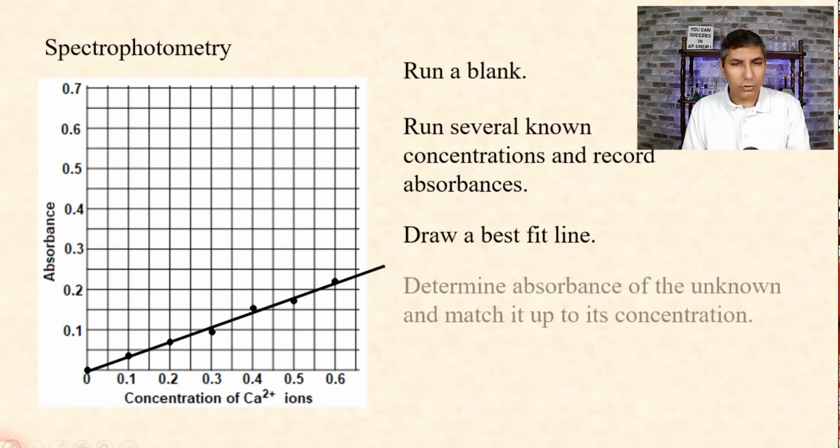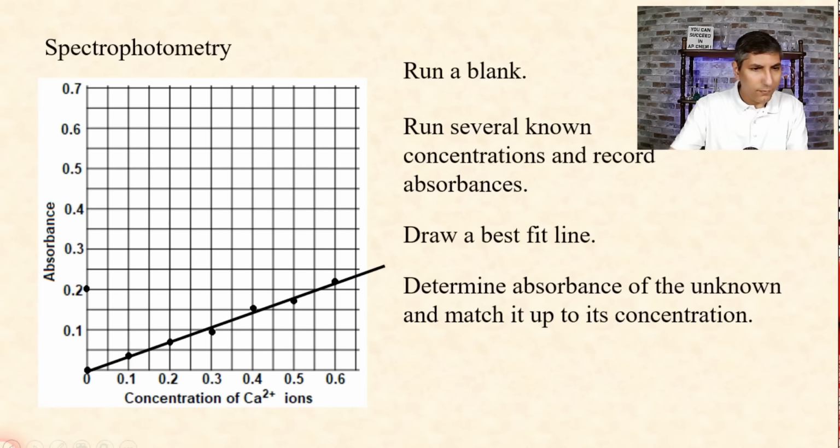And then we determine the absorbance of the unknown and match it up to the concentration. So for example, if we have an absorbance of 0.2, all you'd have to do is match that up to the line like this, and you'd find that its concentration is very close to 0.55 moles per liter. And so that's how you match something up to a calibration curve using spectrophotometry here. That is literally how that's done in the lab.